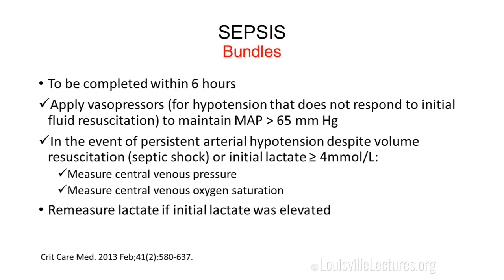Now, looking at the bundles to be completed within 6 hours. Here you want to apply vasopressors for hypotension that does not respond to the initial resuscitation, and your goal is a MAP above 65. If you have persistent arterial hypotension despite fluid or initial lactate equal or above 4, the bundles recommend to measure CVP and measure central venous oxygen saturation. They also recommend to remeasure lactate if the initial lactate was elevated.